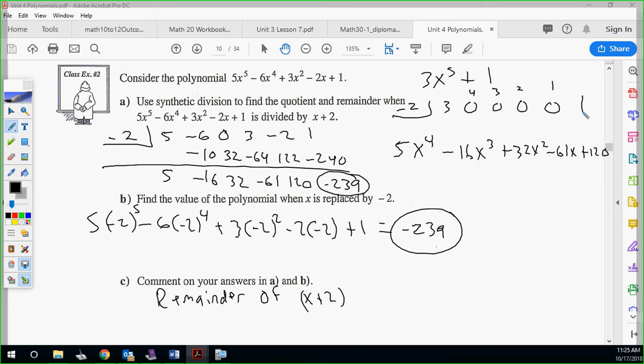I'm a bit confused, sorry, about the end. It's a +1. It's right here. We're using this one. Why wasn't this one the original? Why do we use the original? It just says find the value of the polynomial when x is replaced by -2. So they're talking about the polynomial you were given. They're just helping you make a connection between plugging in -2, getting -239, and how you get that for the remainder when you do it in terms of division.